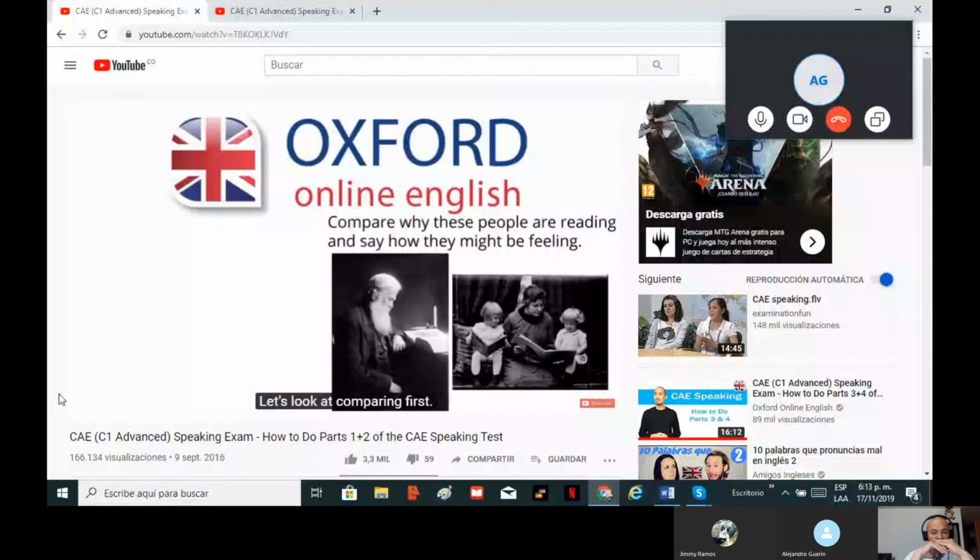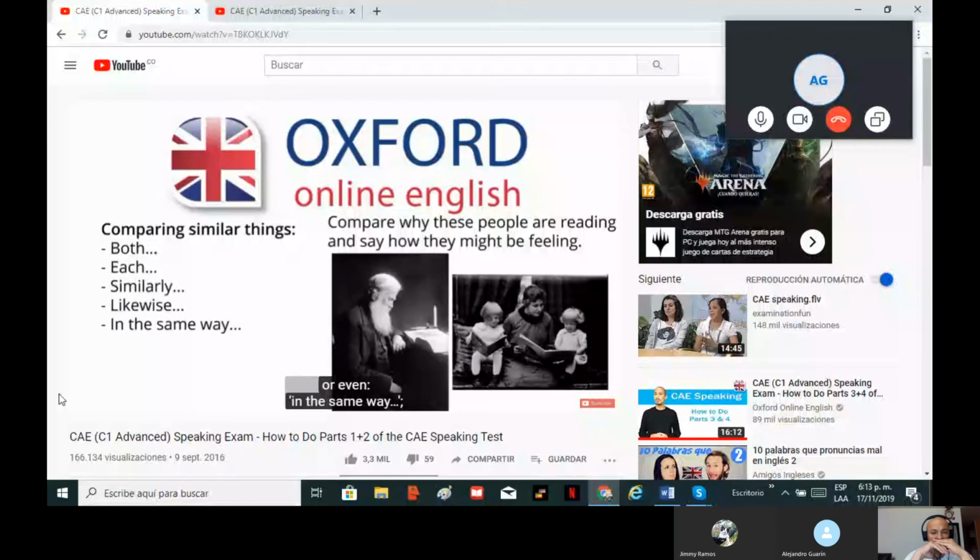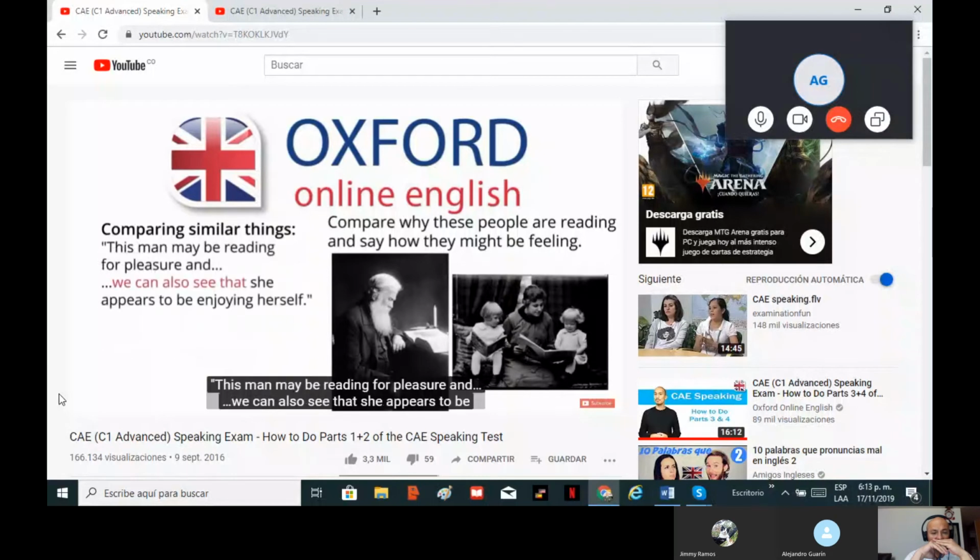Let's look at comparing first. For things that are similar, use language like both, each, similarly, or likewise, or even in the same way. We can also see that. For example, this man may be reading for pleasure, and we can also see that she appears to be enjoying herself. Or, similarly, she appears to be enjoying herself. In the same way, she appears to be enjoying herself.